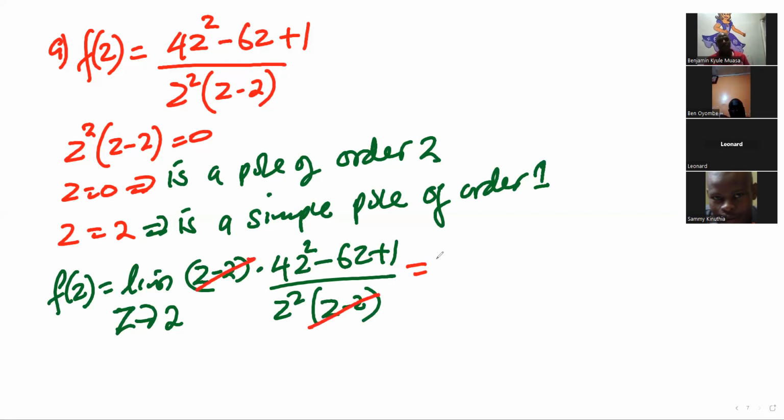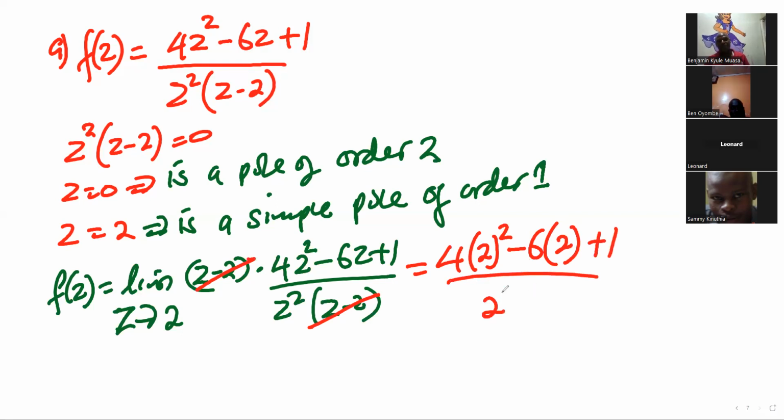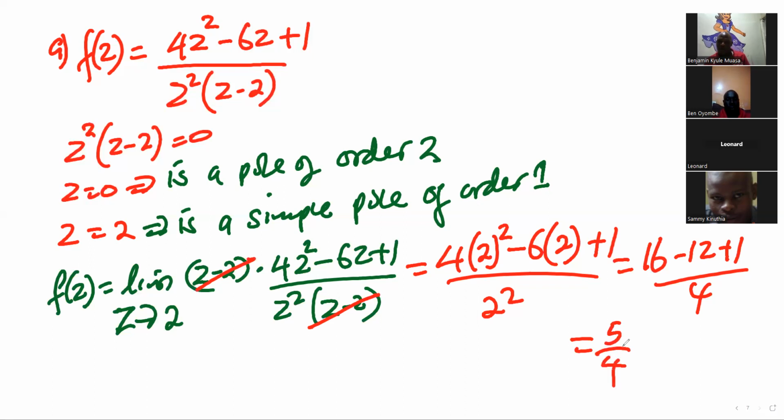And then you substitute with the 2. So you have 4 times 2 squared minus 6 times 2 plus 1 divided by 2 squared. What do you get? 16 minus 12 plus 1 divided by 4. What answer do you get? 5 over 4. Yes, so this is our residue when z equals 2. When you have simple poles, it's very easy. Actually, I wrote you the formula for simple poles. But when there's a pole of order something, there's a lot of work to be done.